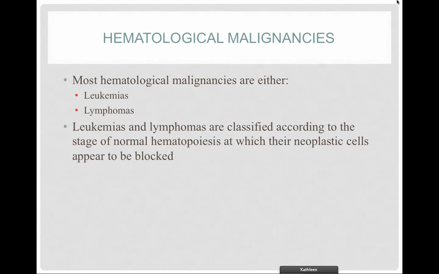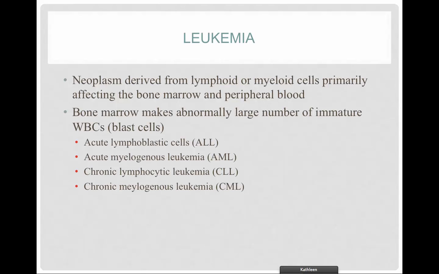We're going to segue right into hematologic malignancies. Most hematologic malignancies are either leukemias or lymphomas. Leukemias and lymphomas are classified according to the stage of normal hemopoiesis at which their neoplastic cells appear to be blocked. So it has to do with the bone marrow. The neoplasm is derived from lymphoid or myeloid cells, which are in the bone marrow, and they primarily affect the bone marrow and peripheral blood.